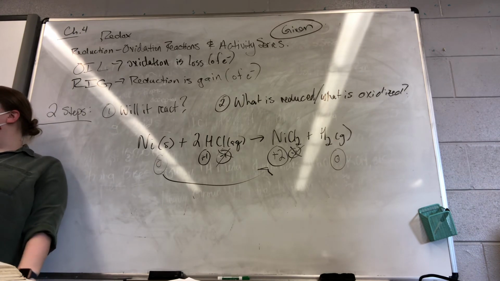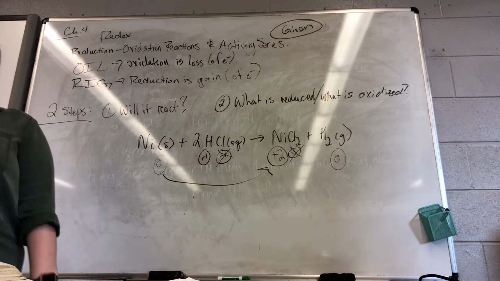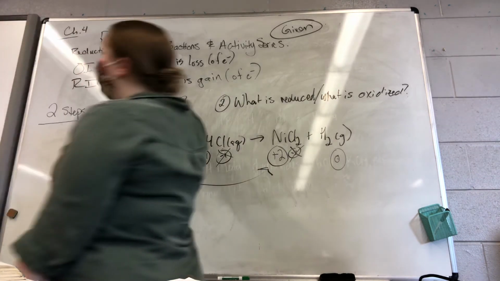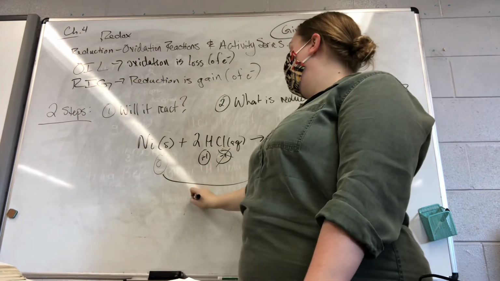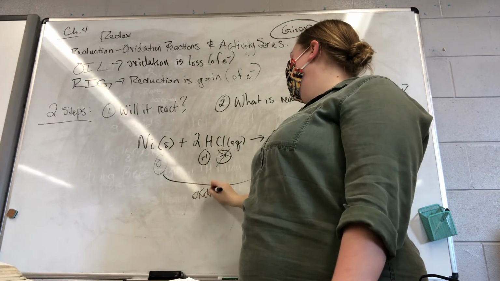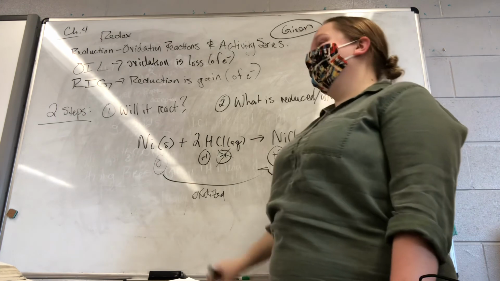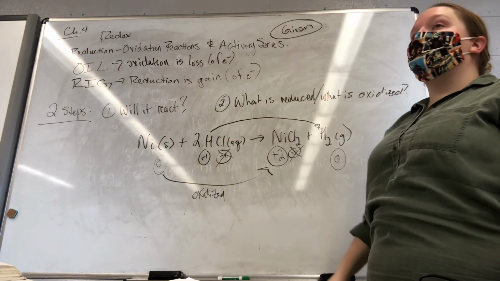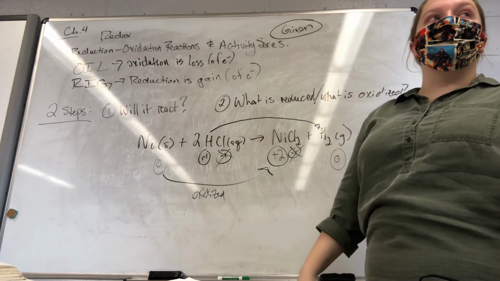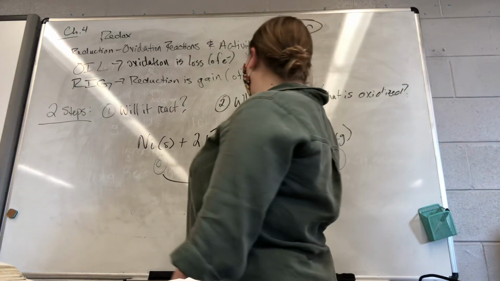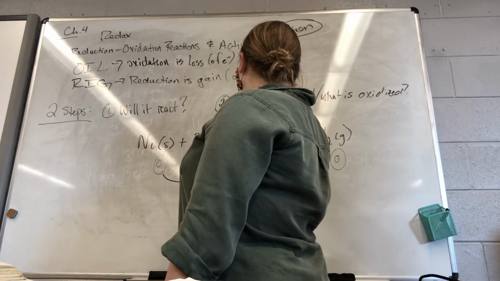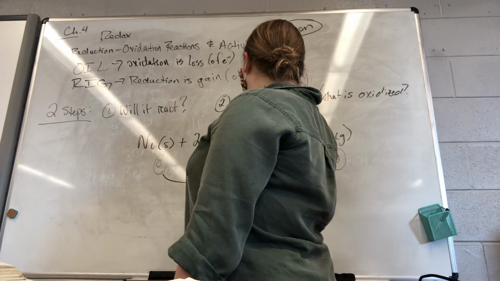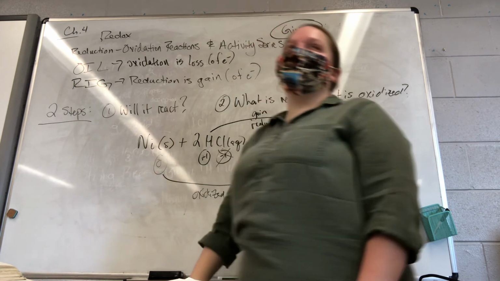Did it lose or gain electrons? It lost electrons, which means it was oxidized. Hydrogen went from a +1 down to a 0. Did it lose or gain electrons? It gained an electron, which means it was reduced.